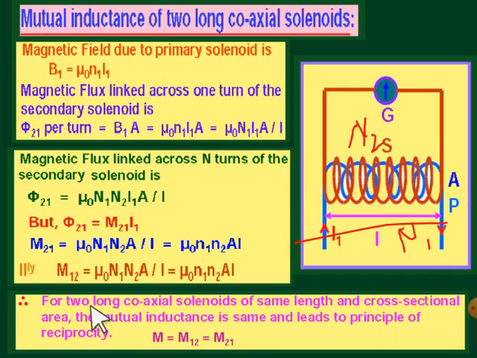So for two long coaxial solenoids of the same length and cross-sectional area, the mutual inductance is the same, and this leads to the principle of reciprocity. When current is flowing in one coil and mutual inductance is felt in another coil, or when current is flowing in that other coil and mutual inductance is felt in the first coil, it gives the same value. So your mutual inductance will have the same value whether current is flowing in one coil or the other.